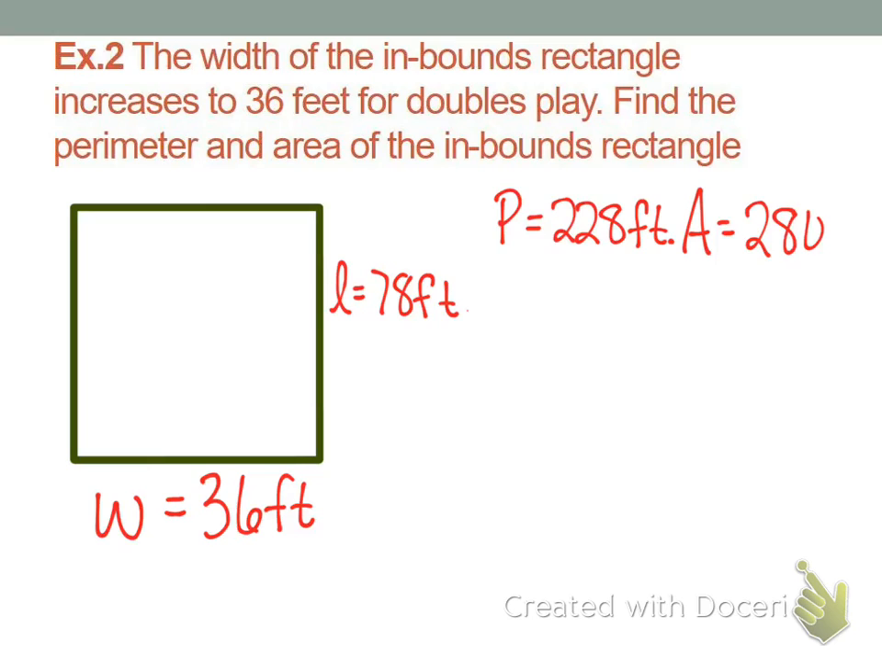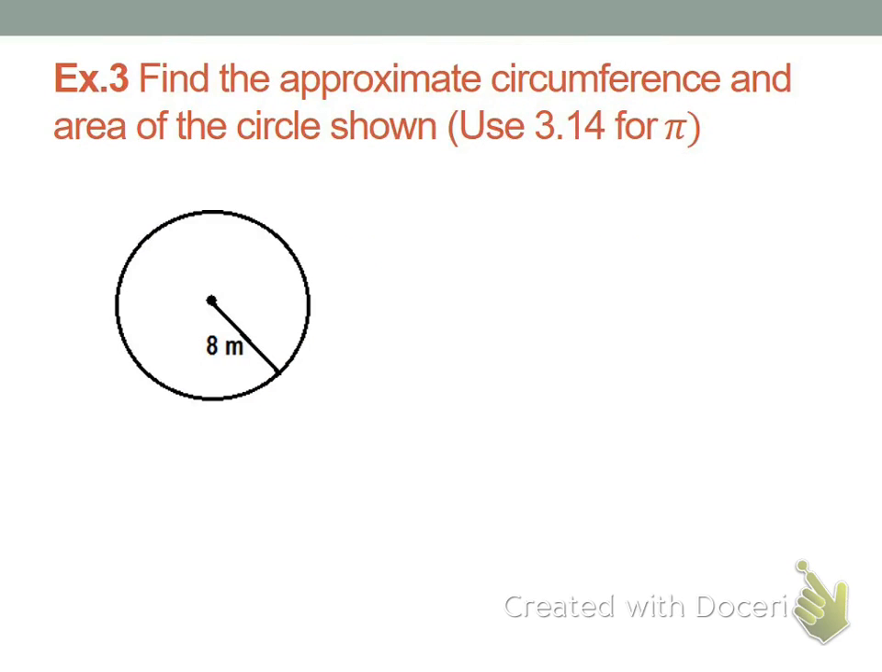(2,808 feet squared). Yes. Wonderful. Thank you. Okay, do we agree with those numbers? Do we have questions about where they came from? Find the approximate circumference and area of the circle shown. Use 3.14 for pi.